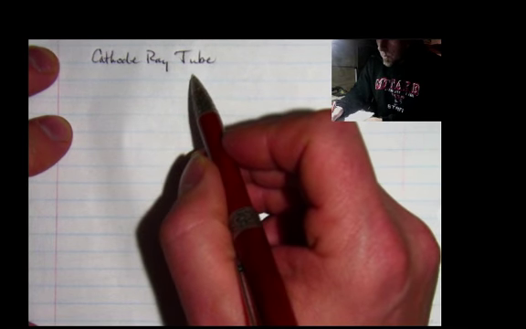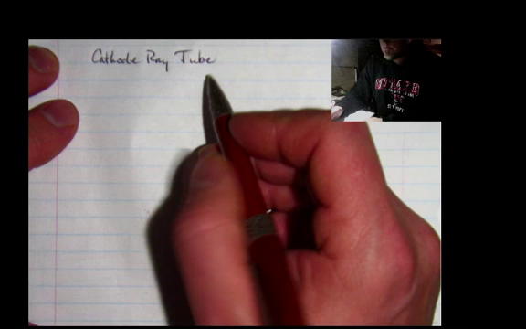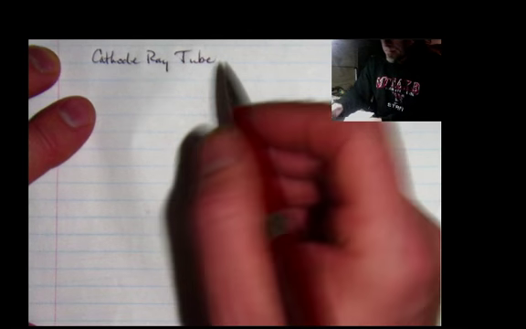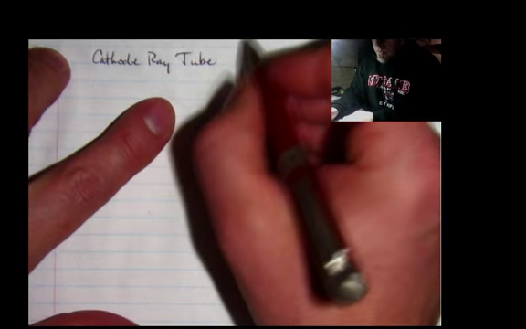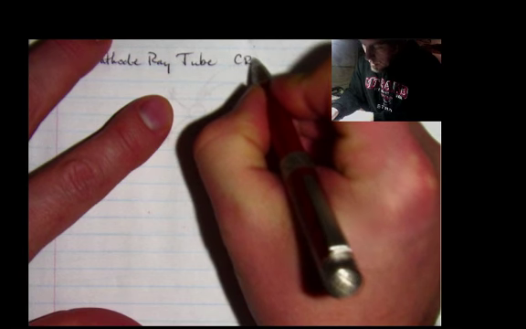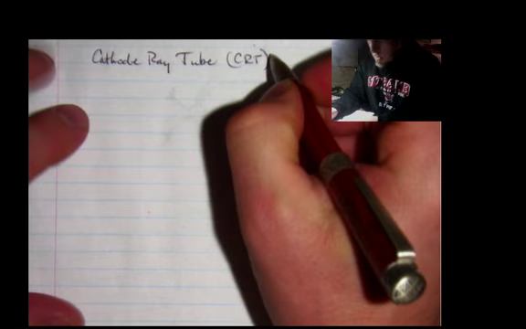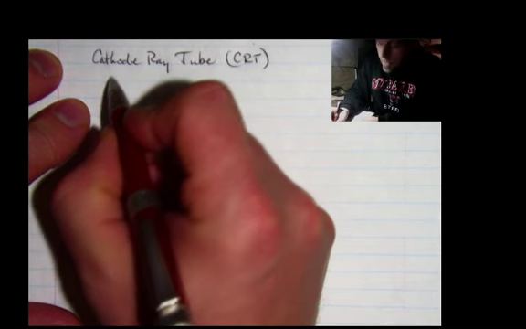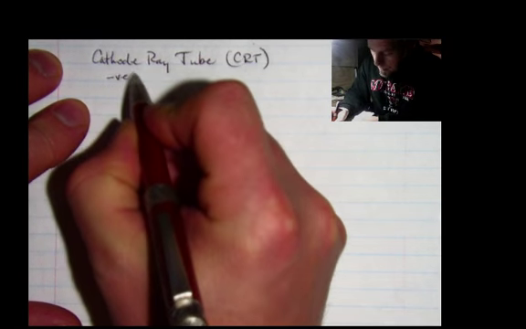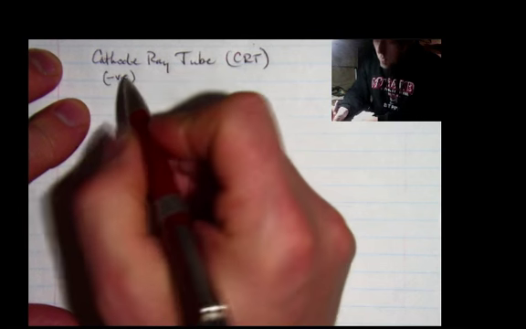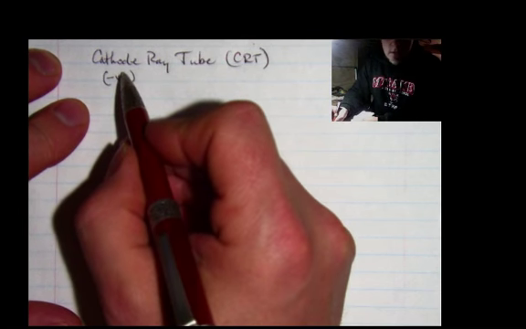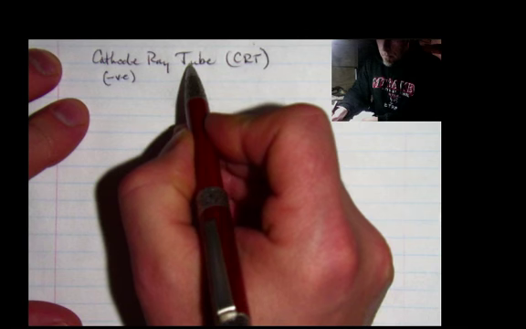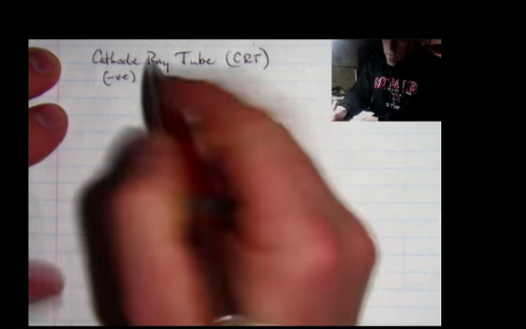In this lesson, we are going to be looking at an application of electrostatics called the cathode ray tube, or the CRT. Cathode is a name for a negative. So this is also referred to as an electron ray tube, and is set up as follows.